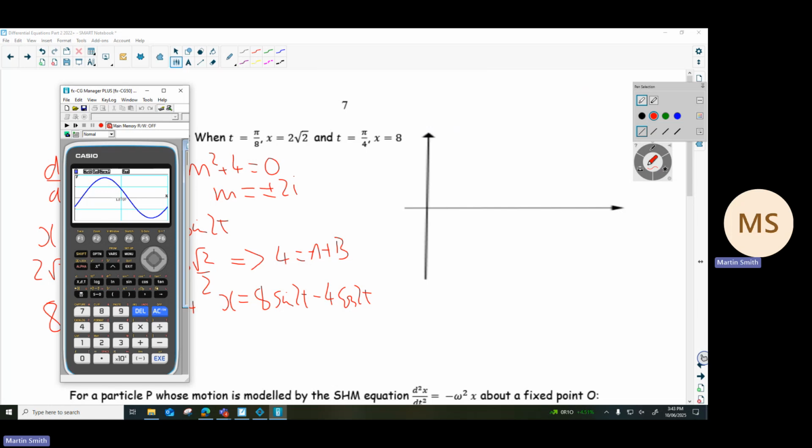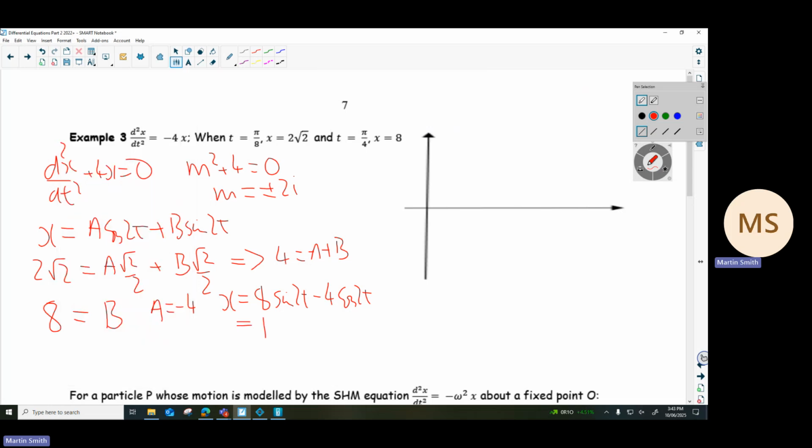So algebraically, if it was required, you might work out the amplitude. I'm going to rewrite this function in the form, bit of A-level maths for you folks, r sine 2t minus alpha. I can get rid of that, folks, ladies and gentlemen, boys and girls.